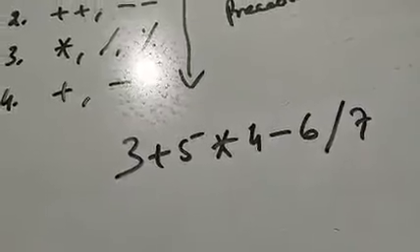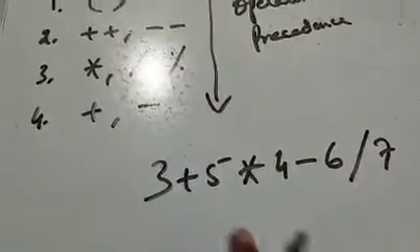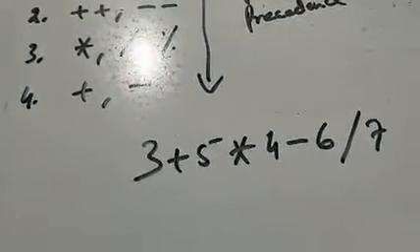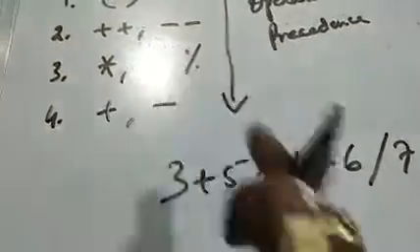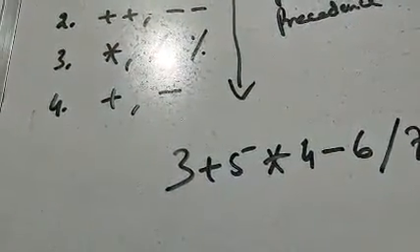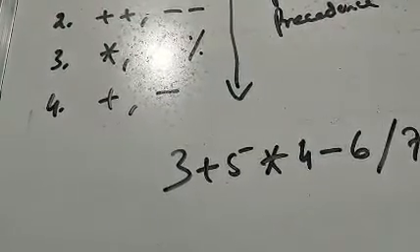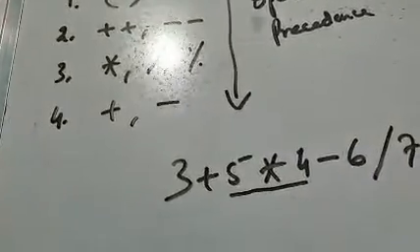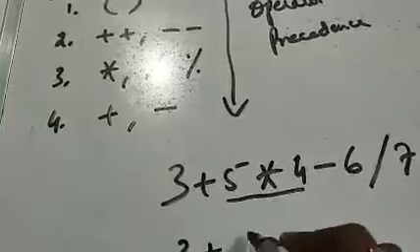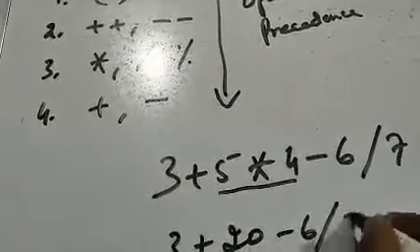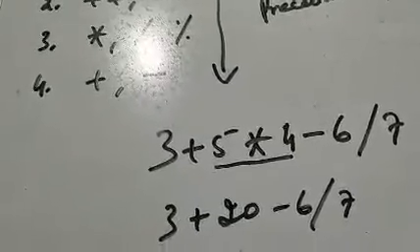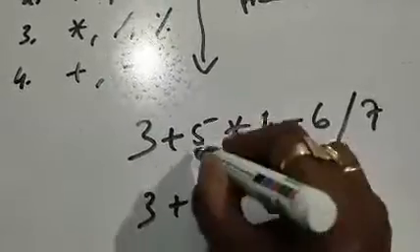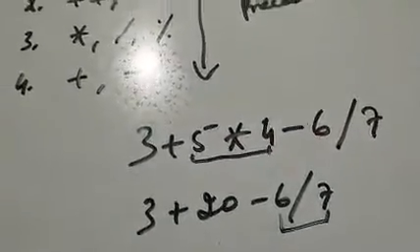The first one to be used is your bracket, so bracket is not there. Second one, plus plus, minus minus, that is also not there. So the third one that is to be used is multiplication, division and modulus. Whichever is on the left hand side will be used first. The first operator in this case is multiplication, so this will be solved. So it will be 3 plus 5 into 4, 20, minus 6 divided by 7. Then the next operator having the same precedence, division, will be solved next.